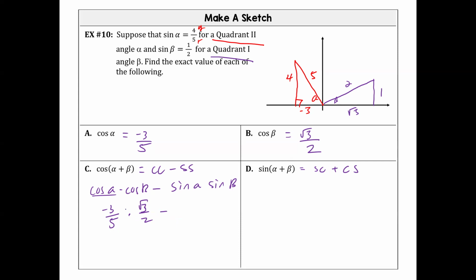Okay, wait. Riddle me this. Why do we multiply? Because the formula says multiply. It literally says cosine times cosine minus sine times sine.